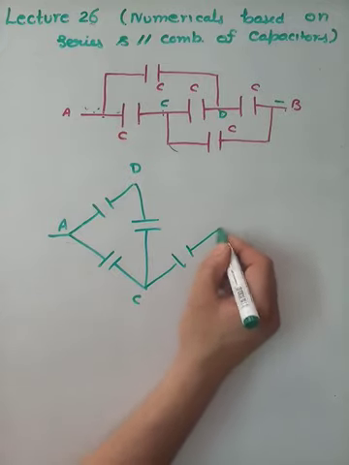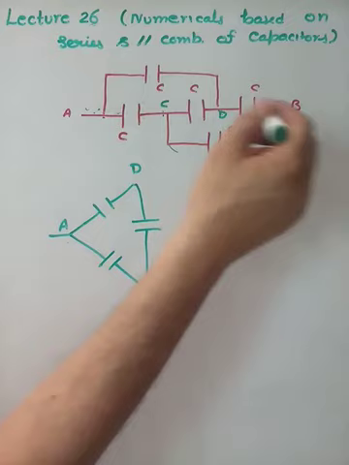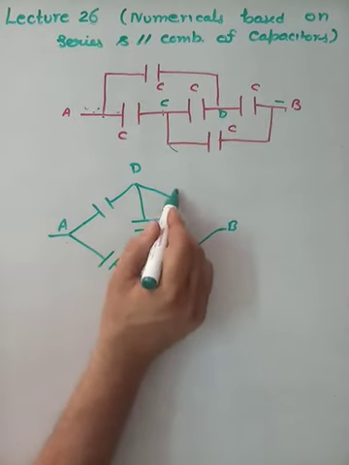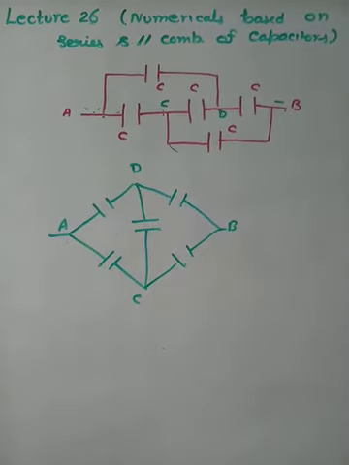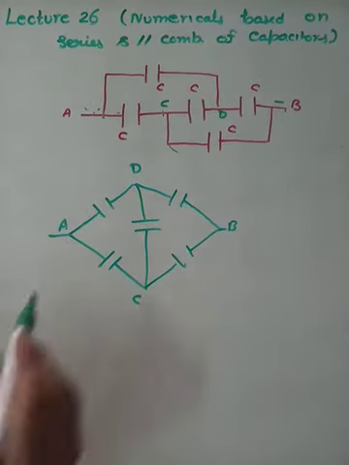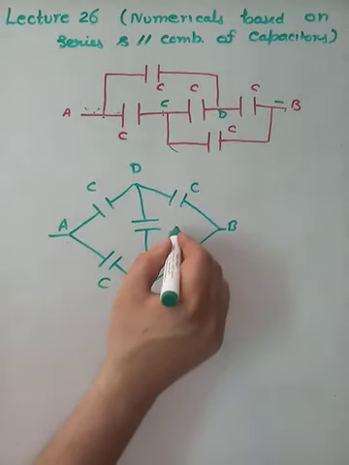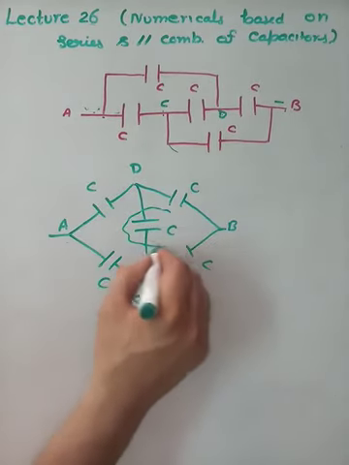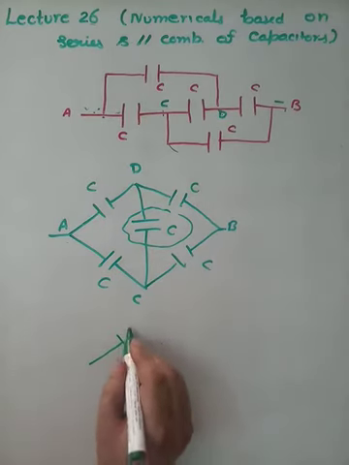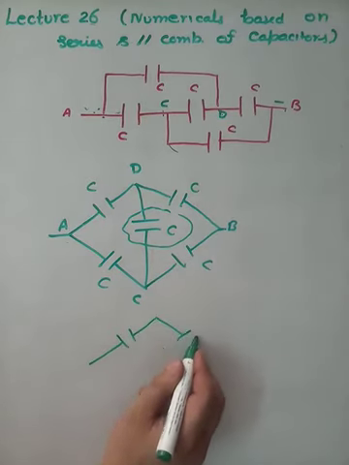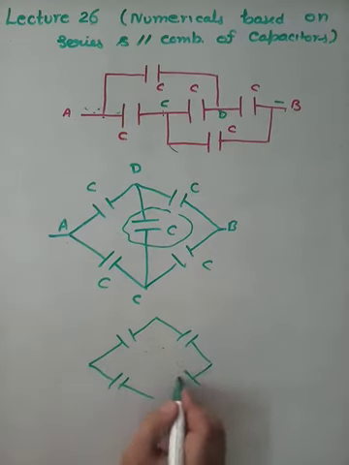B is, suppose, this point. And between D and B we have one capacitor. Now this can be a rearrangement of the capacitors. Since all the capacitors are of the same value, we can neglect this fifth capacitor. Now the arrangement is like this.